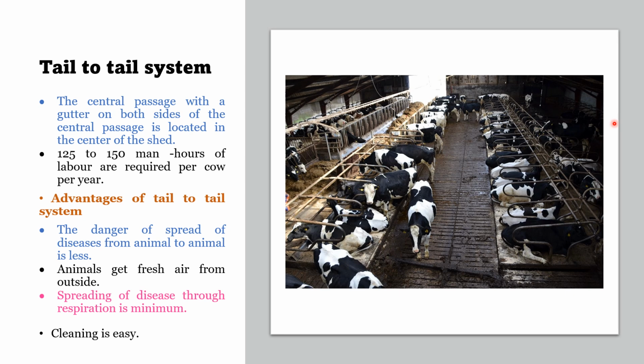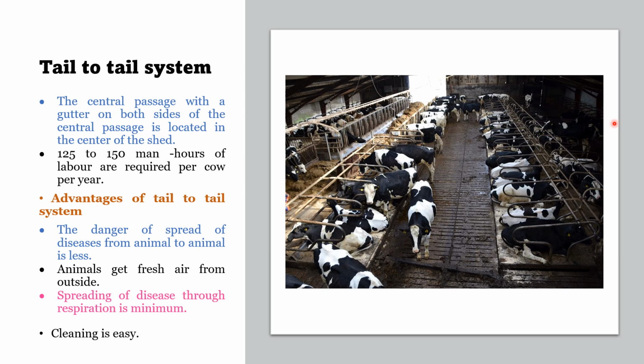The next advantage is that spreading of disease through respiration is minimum as they are not facing one another. Through respiration, the spread of diseases is minimized in this type of tail to tail system. Then cleaning of animals is also very easy.